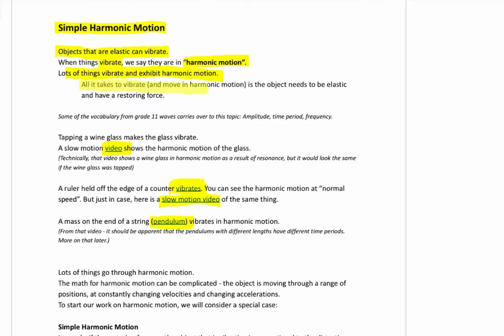All it takes for an object to vibrate, or to do this harmonic motion stuff, is the object has to be elastic, which means it has to have a restoring force. Restoring force and elastic kind of go together. If an object's elastic, that means it wants to snap back to its original shape. And really that's what a restoring force is, that force that's trying to pull it back to its regular shape.